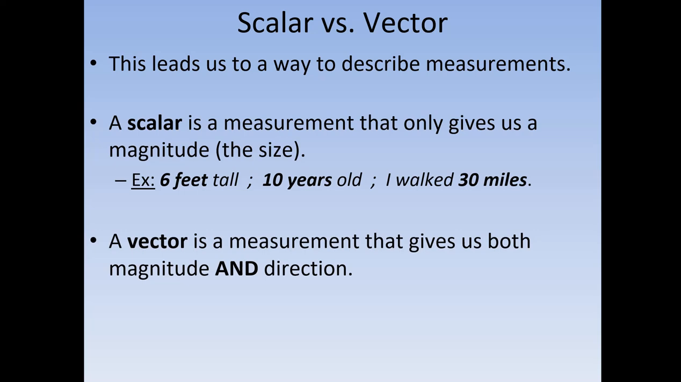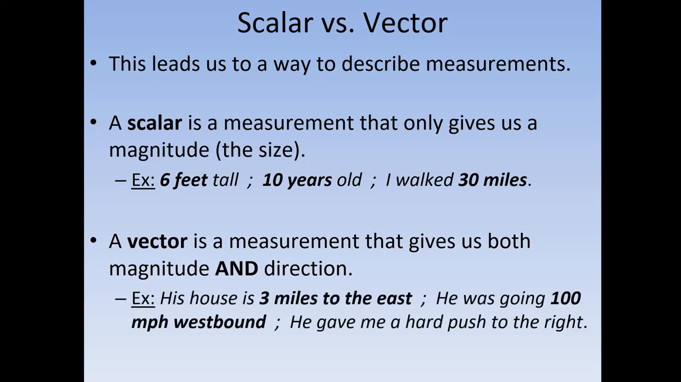Vectors, on the other hand, are measurements that have both magnitude and direction. So again, these are examples. Telling someone not only how far away you are, but the direction, is a vector. Telling someone how fast you're going in a certain direction is another vector. Telling someone that you got pushed to the right is kind of a vector. It doesn't really have a magnitude, but it still has that same idea that that action is a vector as opposed to a scalar.